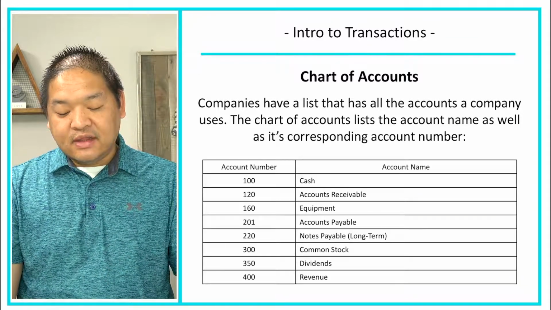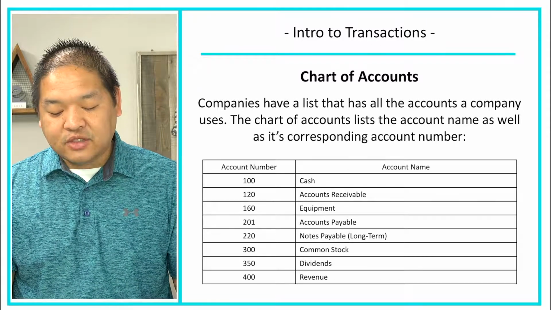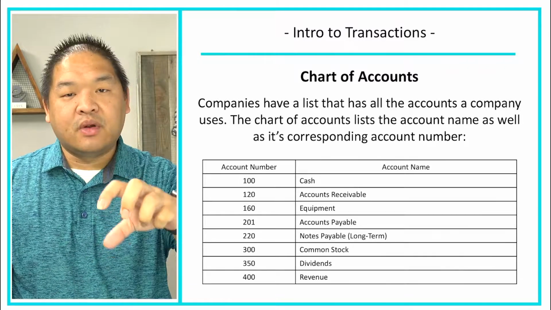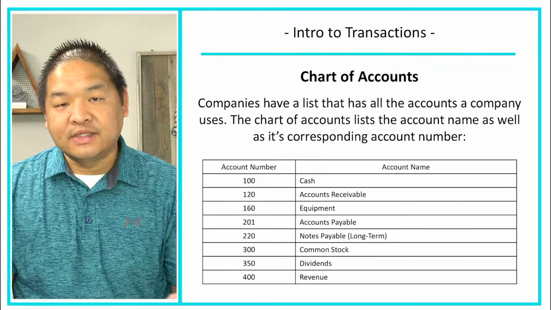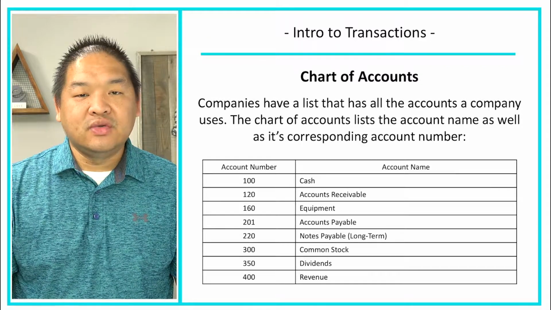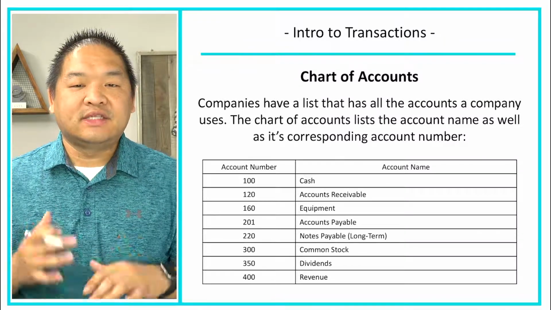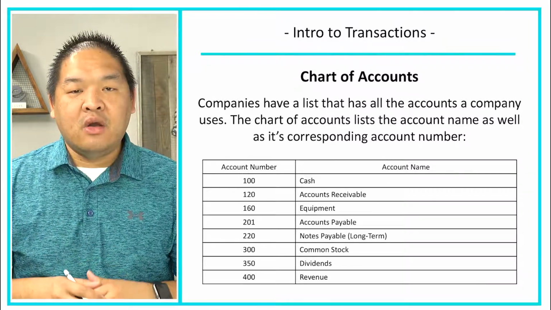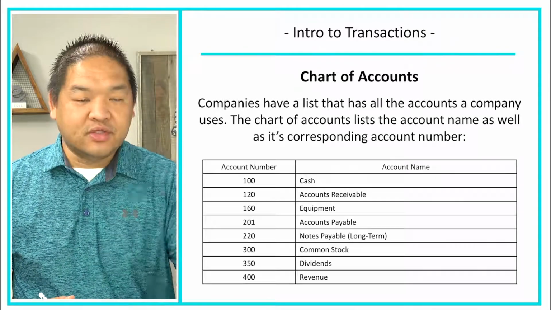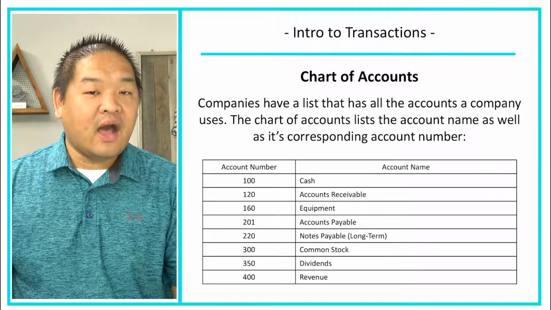The chart of accounts is a list of all the accounts a company uses. The accounts list the account name as well as its corresponding account number. So we typically take an account number and we assign that to an account's name. For instance, in this case here, account number 100 is cash. The reason why we do that is it's easier to memorize and use that number than it is to type out accounts. So if I know that cash is always 100, when I go into the accounting system to do the journal entry, I can type 100 and it'll bring up the name cash.